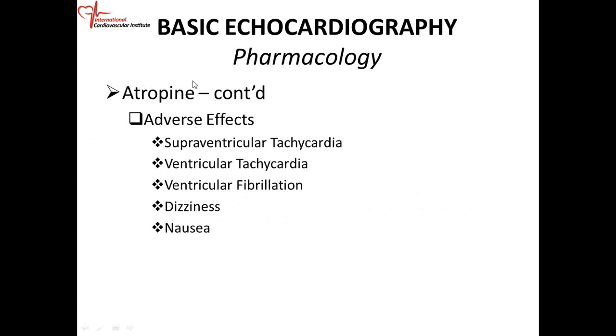What are some of the adverse effects of atropine? Because it can increase the heart rate, you can get supraventricular tachycardia, you can get ventricular tachycardia, ventricular fibrillation. Patient may be dizzy, nauseous. So you have to look out for these effects of your atropine. But atropine is used quite extensively.